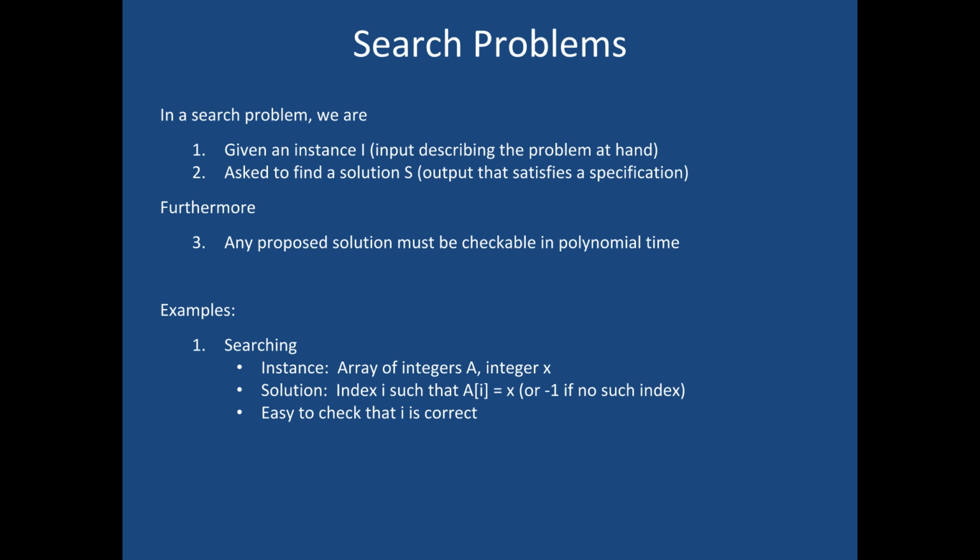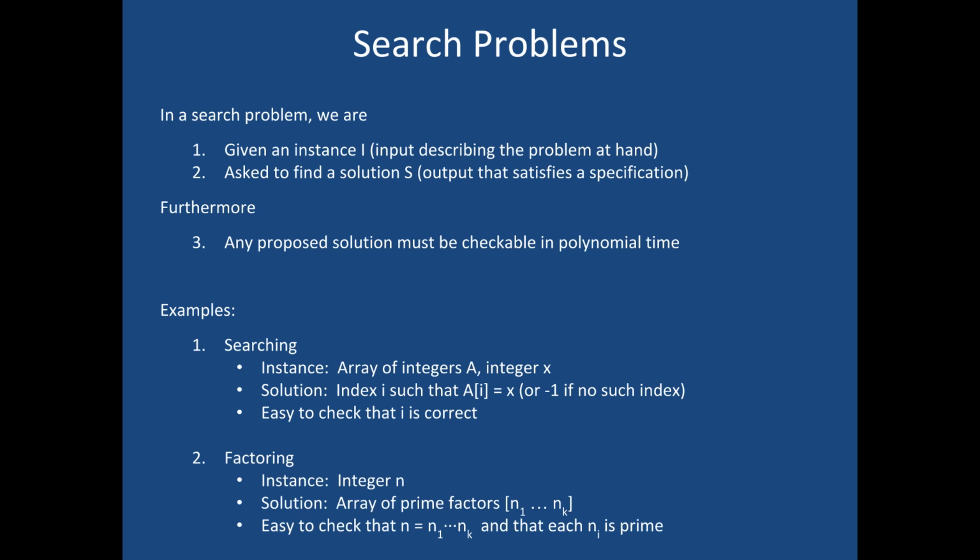So what about searching an array? You're given an array of integers and a value x, and you're asked to find an index where x is stored, or a -1 if there's no such index. That's a search problem. It's easy to check a solution. If someone says x is stored at index 20, you just go look and see if x is stored at index 20. So that's trivially a search problem. In fact, if we can solve the problem in polynomial time in the first place, it's going to be efficient to check. You just resolve it. Okay.